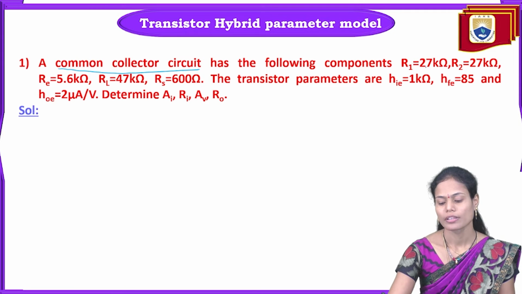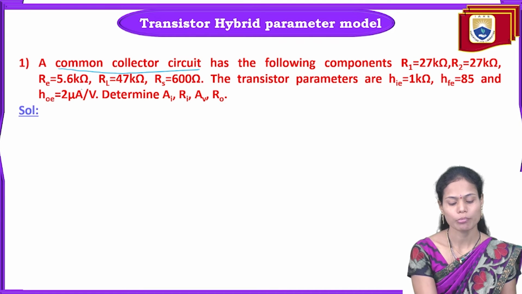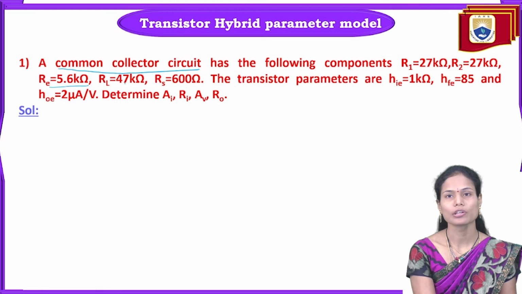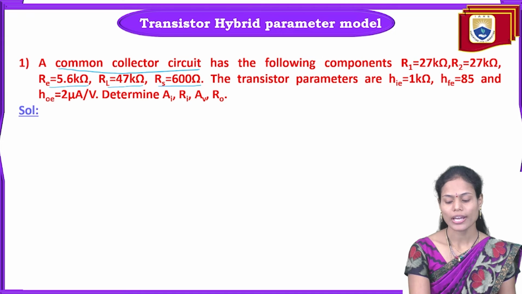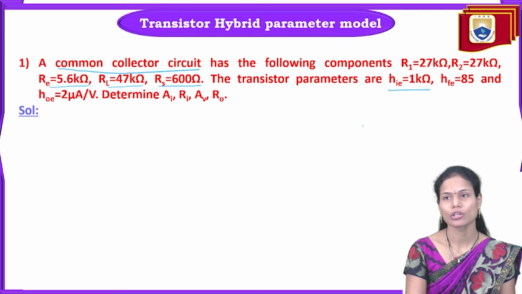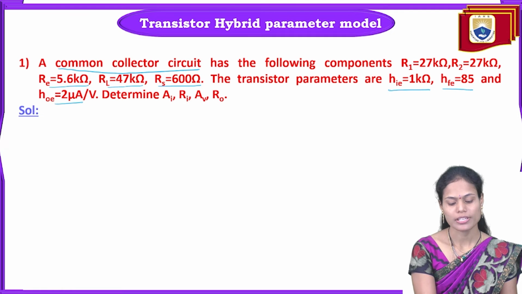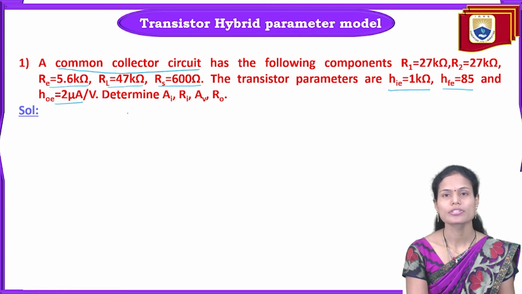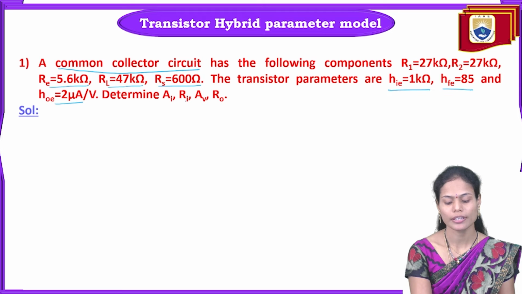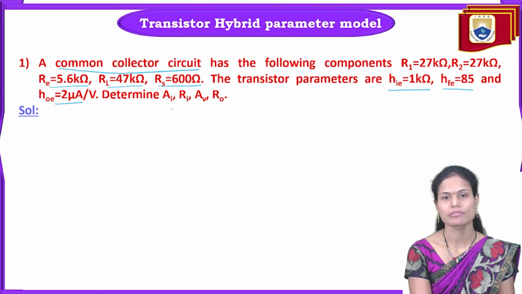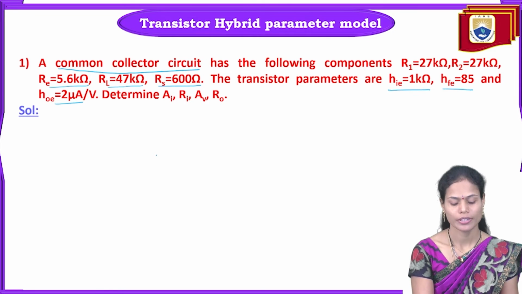R1 is 27 kilo ohms, R2 is 27 kilo ohms, the emitter resistance is 5.6 kilo ohms, the load resistance value is 47 kilo ohms, and the source resistance is 600 ohms. The transistor H parameters are hie equal to 1 kilo ohm, while hfe is given and hoe as well as hre is not given. We need to determine the current gain, input impedance, output impedance as well as voltage gain here.